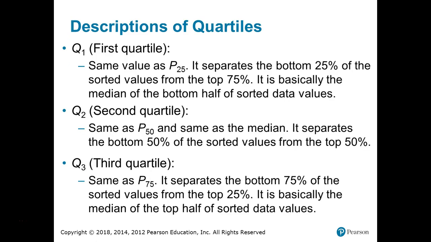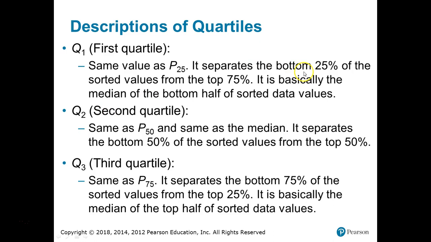So let's define each of these. Let's start with Q2 because it's something you already know about. Q2 is the second quartile, and it is the same as P sub 50, and it's the same exact thing as the median. It's just the middle number. What does that middle number do? It separates the bottom 50% of sorted values from the top 50%. It's the halfway point. The first quartile is going to be denoted by P25.